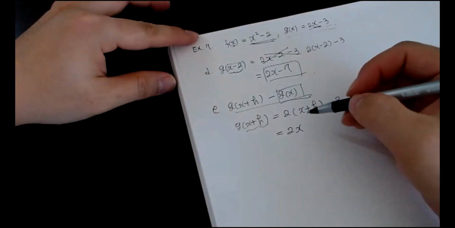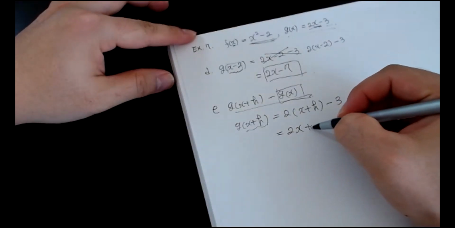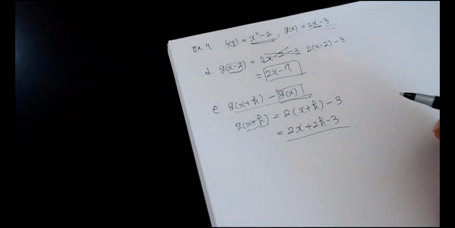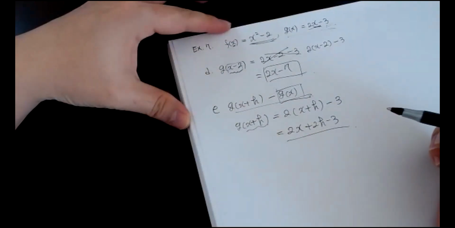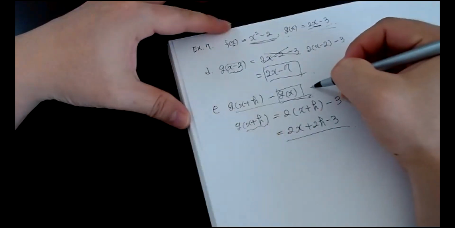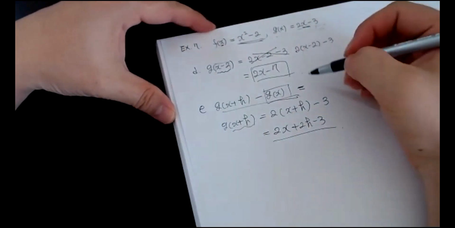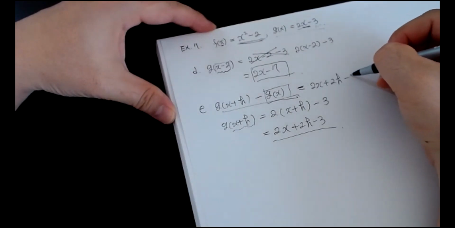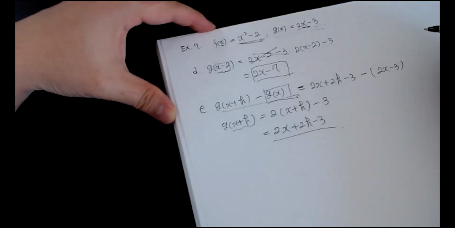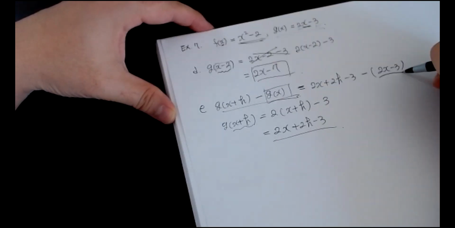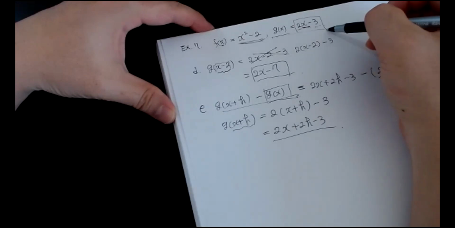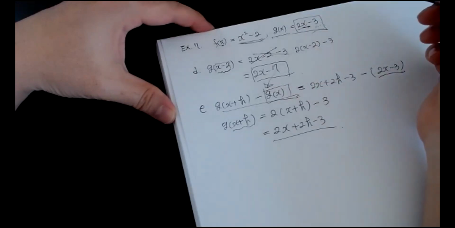So 2x plus 2h and then minus 3. Now we subtract g of x from 2x plus 2h minus 3. So this is equal to 2x plus 2h minus 3, right? And the minus g of x, which is 2x minus 3, right? Where that comes from, 2x minus 3, that's the definition of function g of x. So we just plug in 2x minus 3 into g of x.